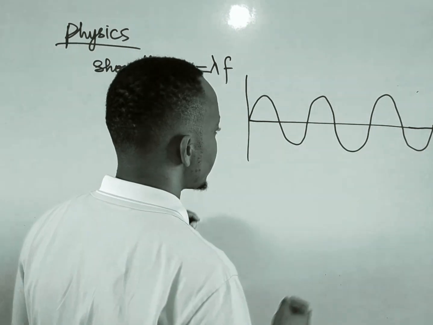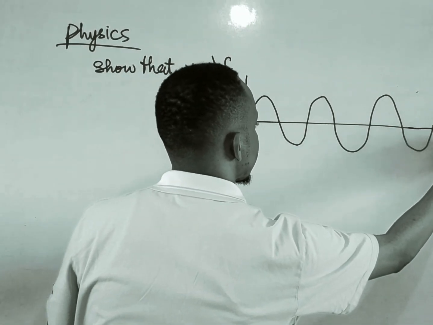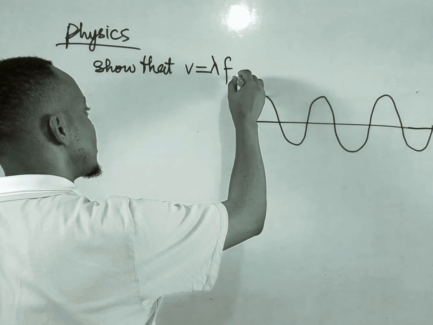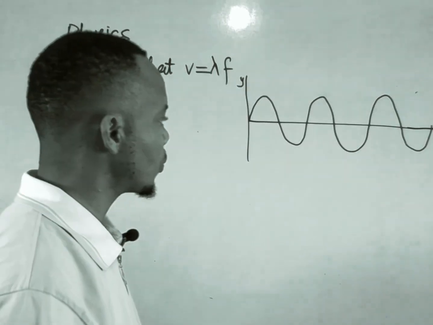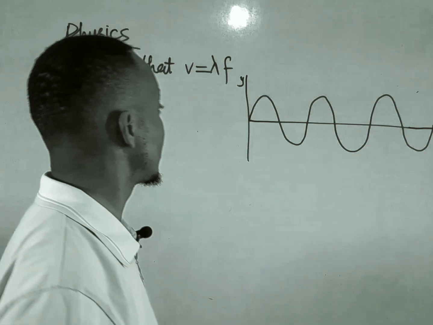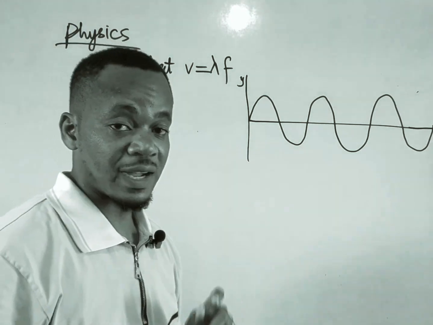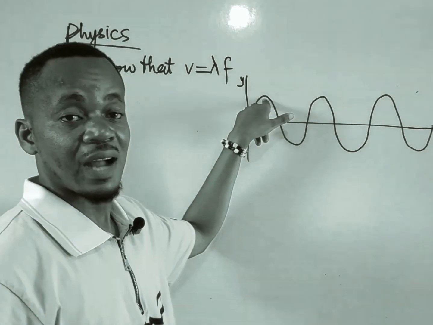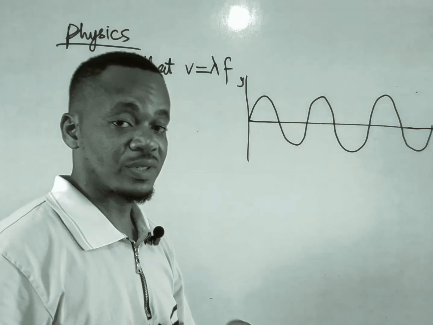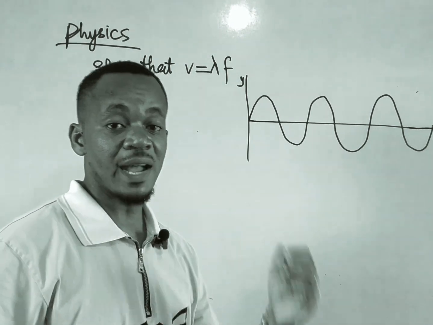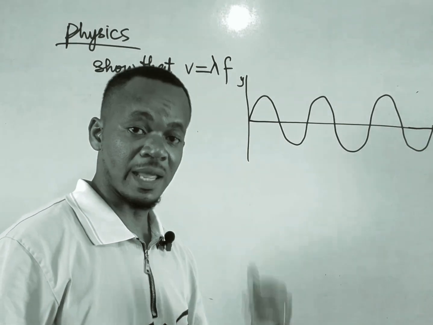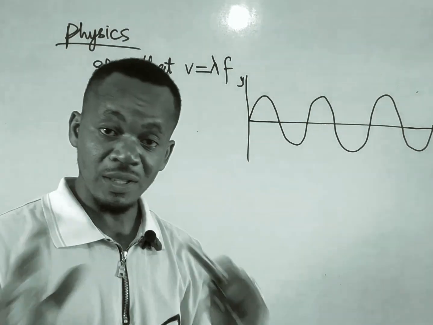In this wave diagram, this axis is the time in seconds, and this one is the speed or the distance. So what does this wave diagram carry? The first thing the wave diagram carries is amplitude. And what is amplitude? Amplitude is the maximum vertical distance reached by a wave body. But that one is not our concern.